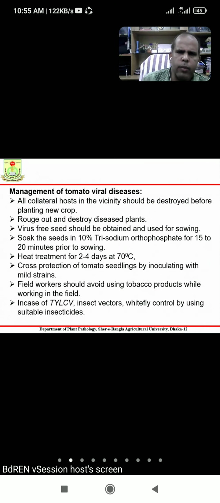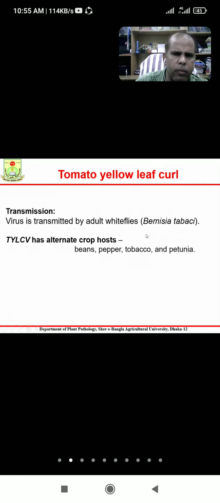Here are the management options. I am not going to discuss in detail, I would just like to say how this virus is transmitted. The whitefly is the main culprit to transmit the virus, so we have to use a suitable insecticide. Before that, we should select a resistant cultivar.